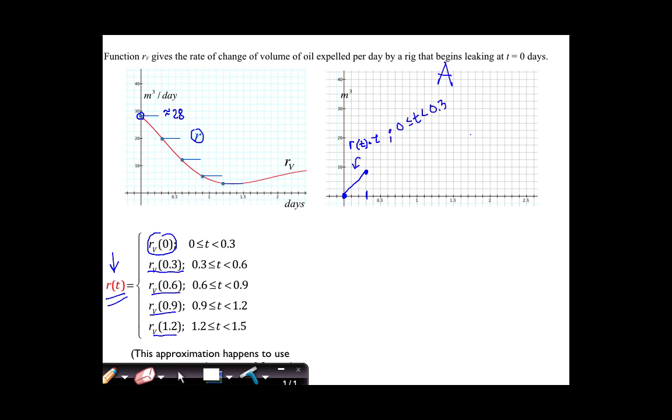After that, I'm going to change rates. And if you want to, you can imagine, okay, it's about 20 for the next 0.3 units. Or between 0.3 and 0.6, the amount of oil spilled is still going to increase, but it's increasing slightly more slowly. So if this is about where 8.4 is, over the next interval, I should see it increase by about 20 times 0.3, so about 6. So going up about 6 units from there, which is 14.4.